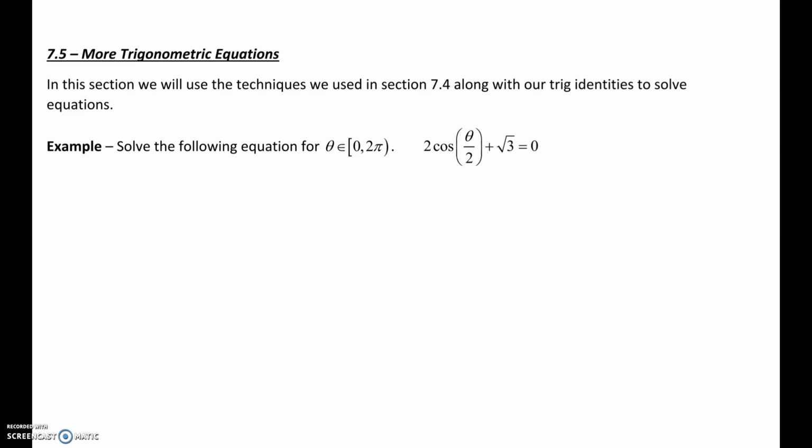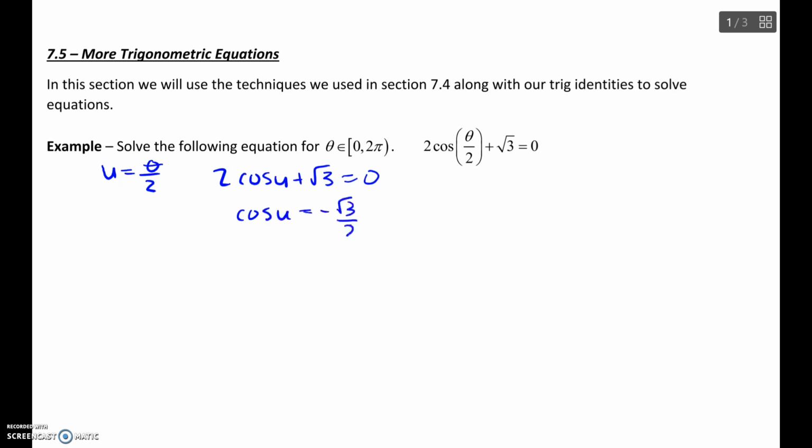So the first one says solve the following equation for theta between 0 and 2 pi: cosine of theta over 2 plus root 3 equals 0. I'm going to do the same thing I did with a double angle, u substitution. So u equals theta over 2, and you get 2 cosine u plus root 3 equals 0. So cosine of u equals negative root 3 over 2.